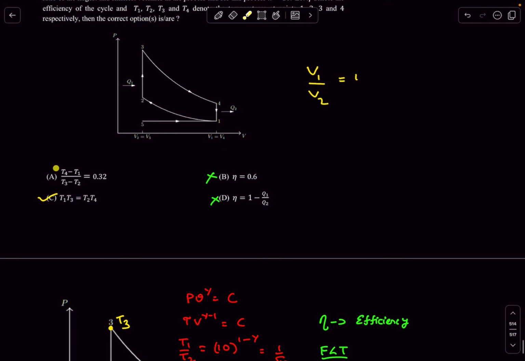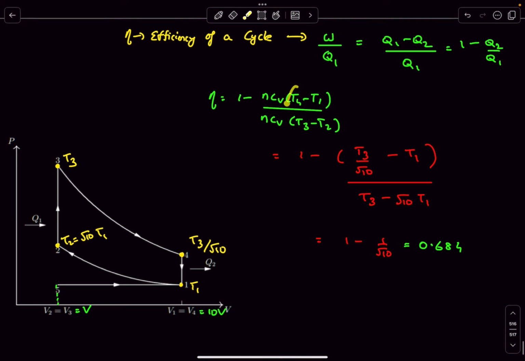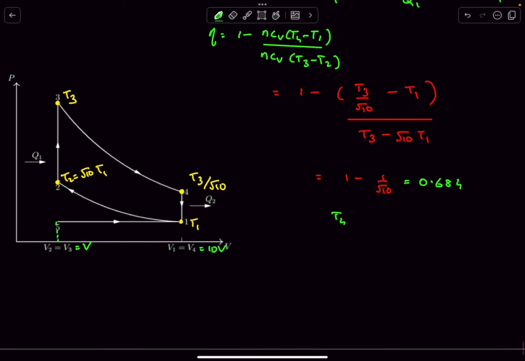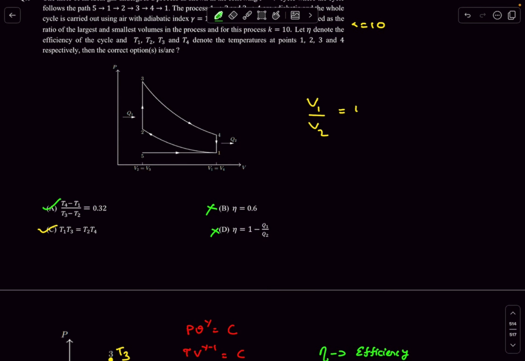Now if you observe this thing, (T4 minus T1) upon (T3 minus T2), that is the same as this term over here, right? And that we figured it out, it is 1 by square root of 10. So this, if you calculate, comes out to be 0.316. Rounded off to two significant figures comes out to be 0.32. So, and that matches with option A. So the answer to this question is option A and option C.